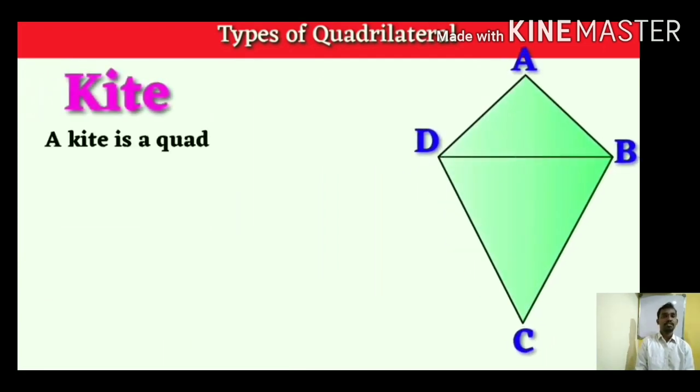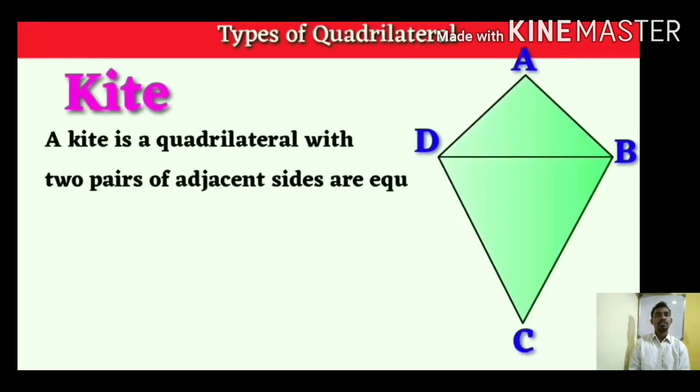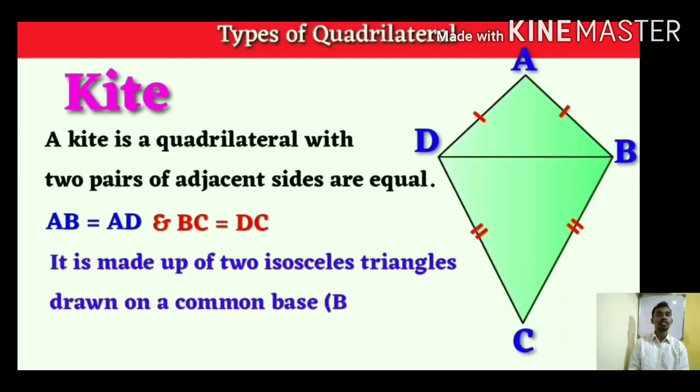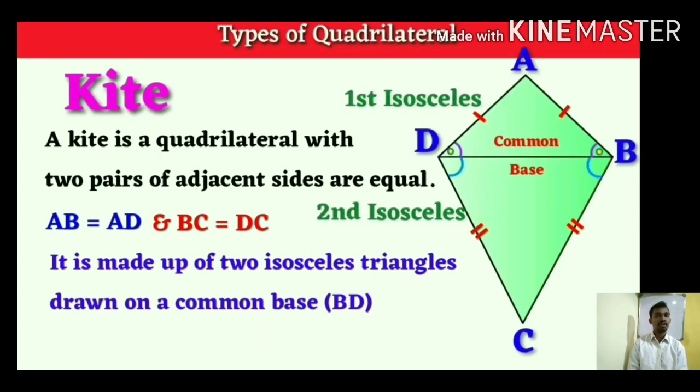Next one is kite. A kite is a quadrilateral in which two pairs of adjacent sides are equal. So AB is equal to AD and BC is equal to DC. It is made up of two isosceles triangles drawn on a common base BD. That means a kite is a joining of two isosceles triangles. So in this one also, only one pair of opposite angles are equal.